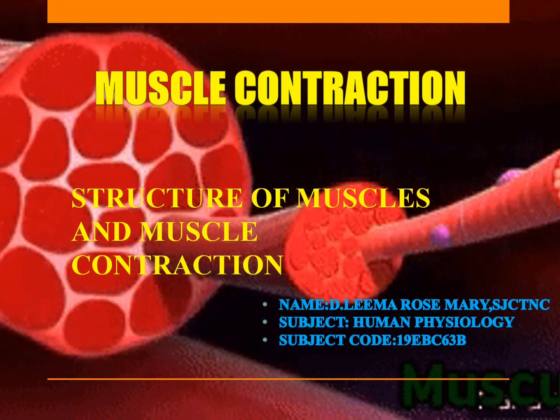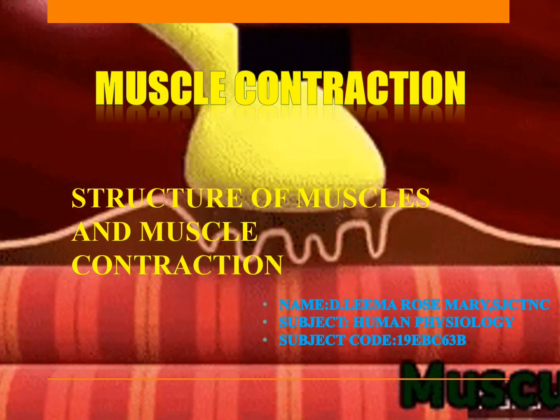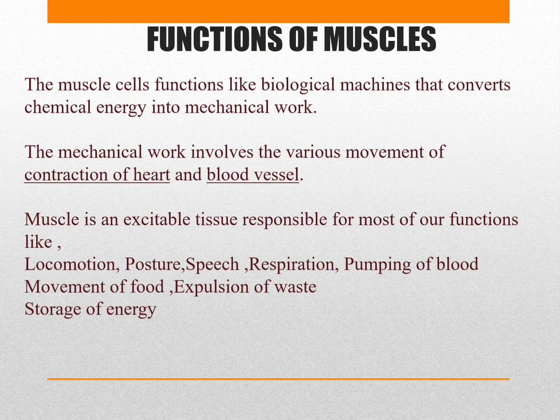Now I am going to talk about structure of muscles and muscle contraction. Muscles are bundles of elastic fiber. They do all kind of work by contraction and relaxation. Muscles are known as effectors. They are made up of myocytes or muscle fibers. The human body has more than 600 muscles.